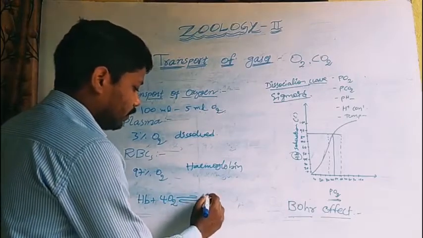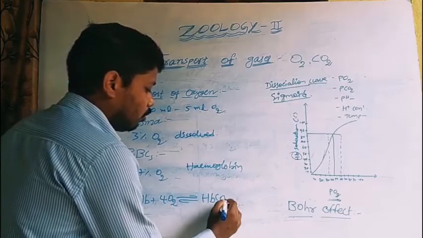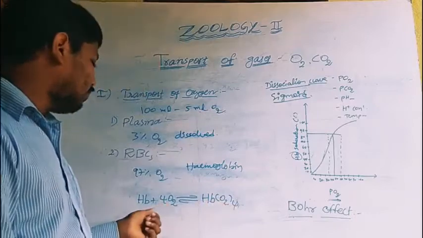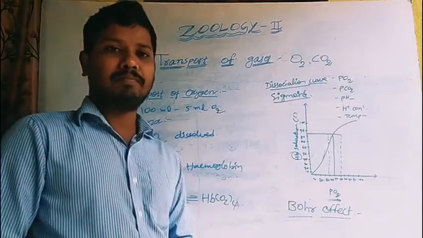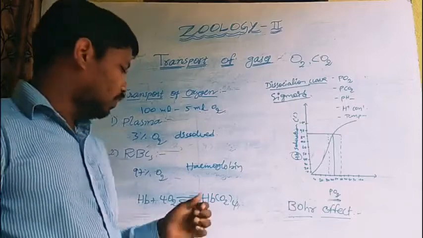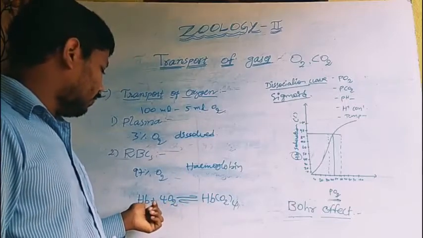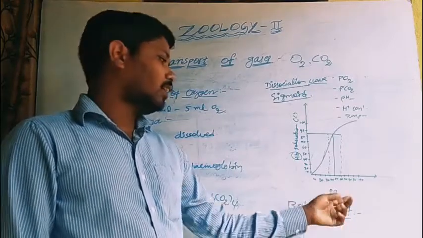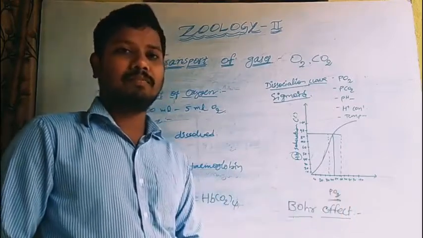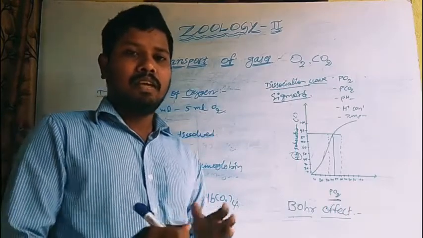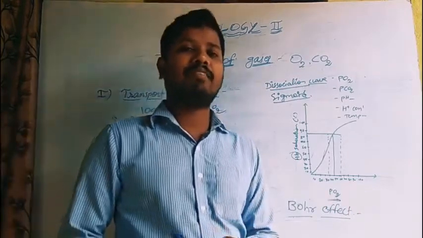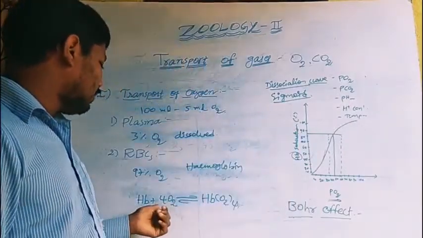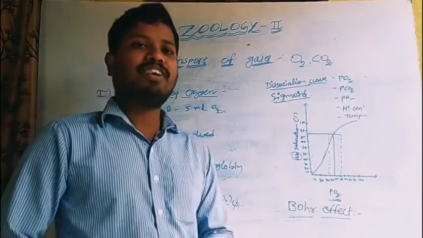Hence oxyhemoglobin is formed. Oxyhemoglobin is formed by the binding of oxygen with hemoglobin. The binding of hemoglobin with oxygen is affected by the partial pressure of oxygen. At the lungs, the partial pressure of oxygen is high, hence the binding of oxygen with hemoglobin is favorable.